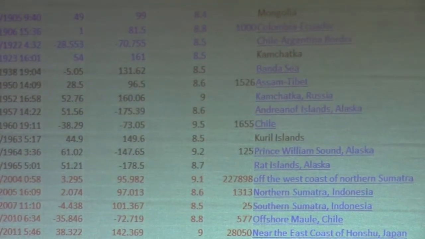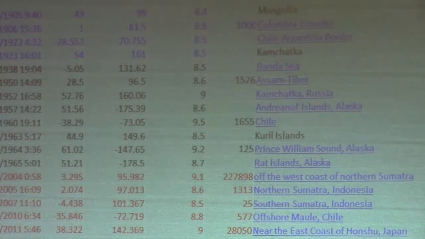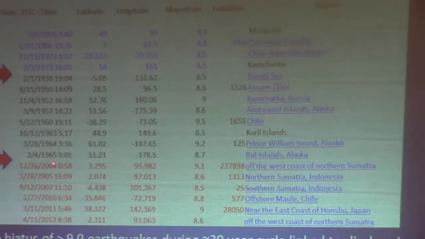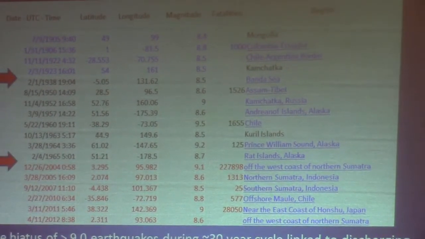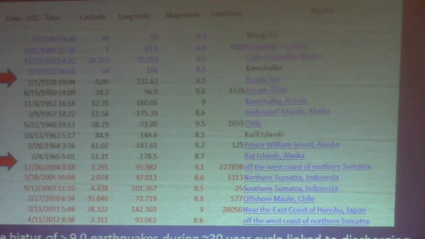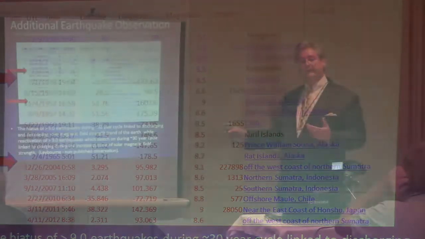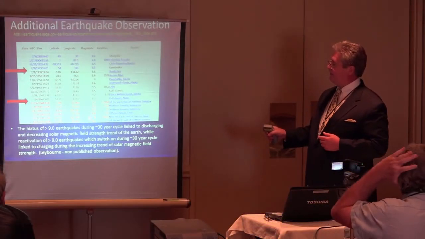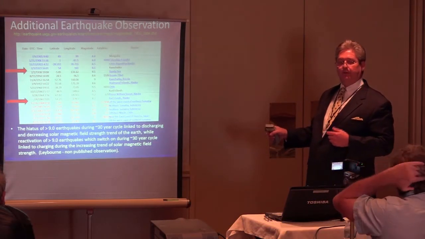So what's going on here? What was the big hiatus between that? Well, this is when I showed you that magnetic decay curve. During this period, this hiatus, the planet was discharging. As it's discharging, you don't build up the energy for the 9.0 earthquakes because you're constantly discharging energy on a net basis. But during the charging periods, once it reaches a threshold, then you start being able to have your 9.0 earthquakes again.